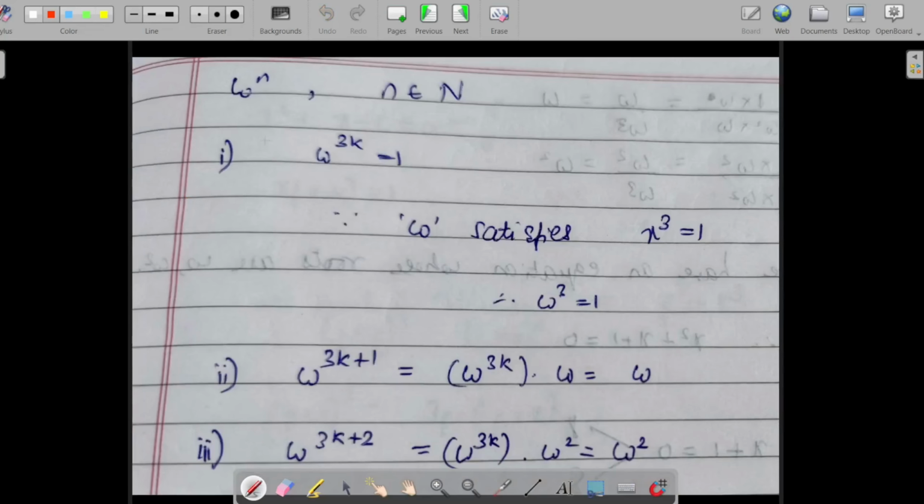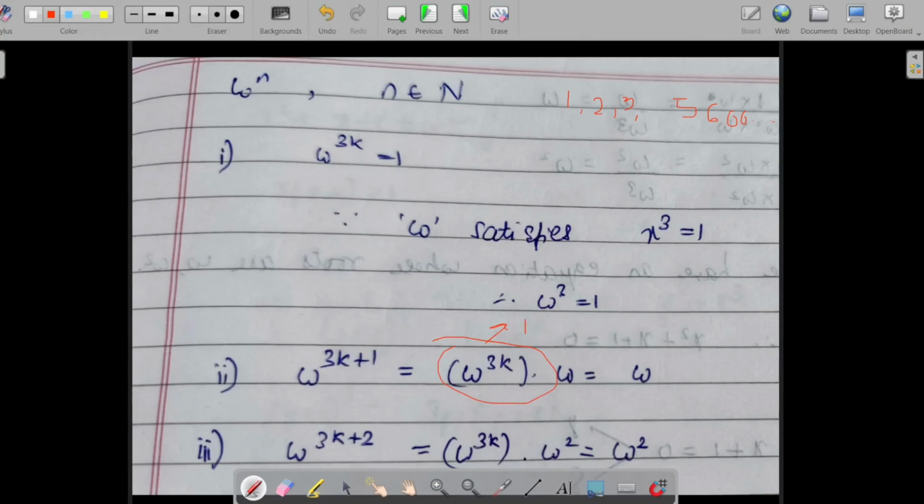Now the interesting thing is omega raised to the power n, when n belongs to any natural number. Let's say n is 1, 2, 3, 5, 600, anything. Omega satisfies x cube is equal to 1. Therefore, omega cube will be 1. So omega raised to the power 3k will always be equal to 1. Similarly, omega raised to the power 3k plus 1 you can simplify as omega raised to the power 3k into omega.